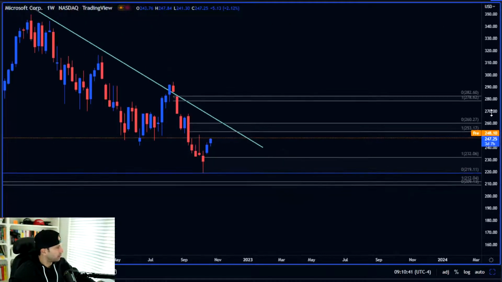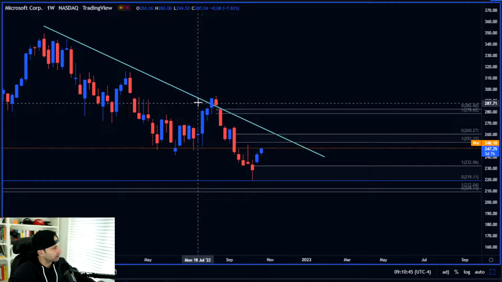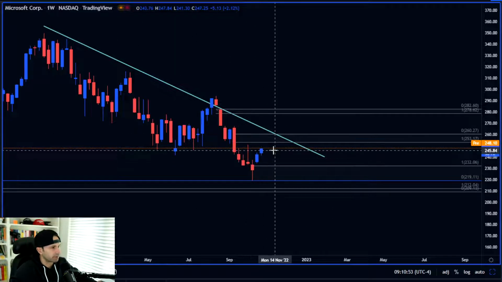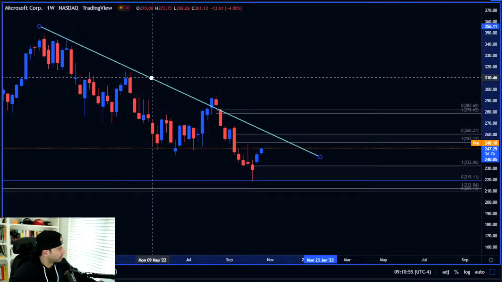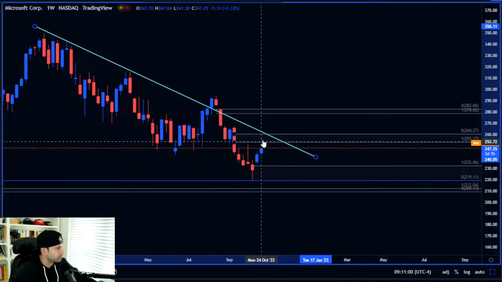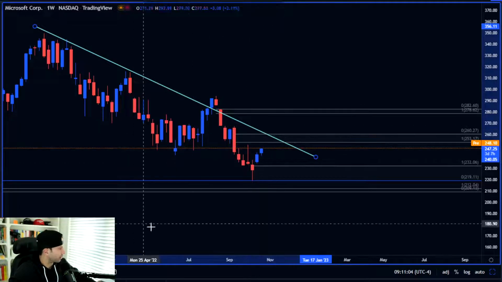Okay. This trend line is on the weekly. We haven't gone through it. We came here in August, but we rejected to the downside. Now trend lines are a very subjective thing, right? So if you have this one, 1, 2, 3 touches, let's see what happens in this one. Okay. This time, I guess.